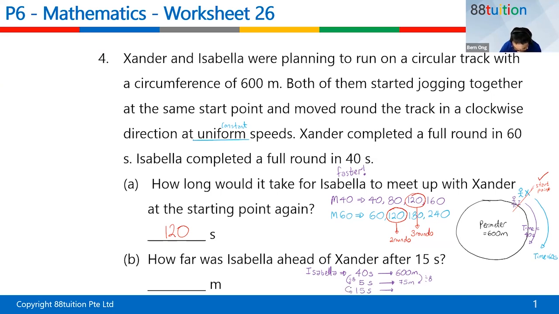Okay. How about in the 15 seconds, how far does Isabella cover? 5, how to get to 15? Times 3. Down here, 75 you also must times 3. Okay, that will give you 225 meters. So in 15 seconds, our dear Isabella covered 225 meters. Is that okay? Now let's talk about Xander.